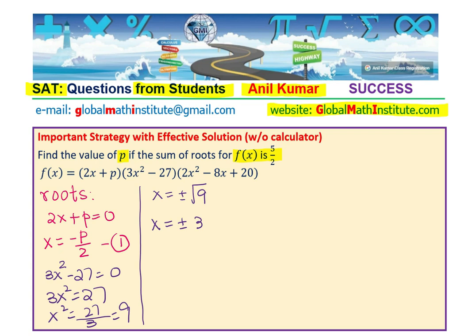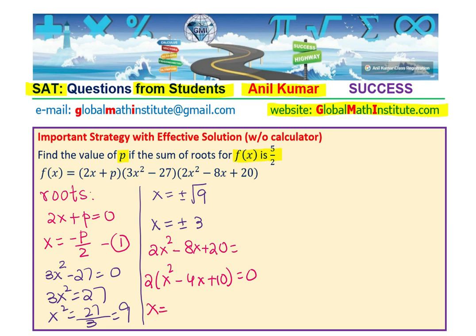Now the third term here, which is 2x squared minus 8x plus 20, let's equate that to 0. We can take 2 common. We have x squared minus 4x plus 10 equals to 0. Now, if you try to factor, it will be very difficult for you to factor, right? So we may use the quadratic formula to find the roots.